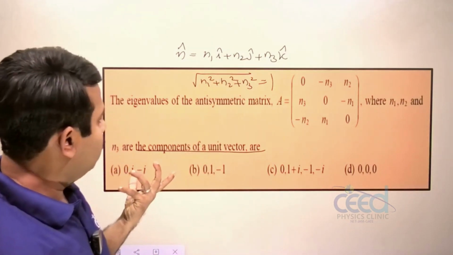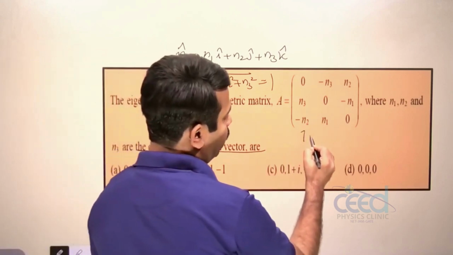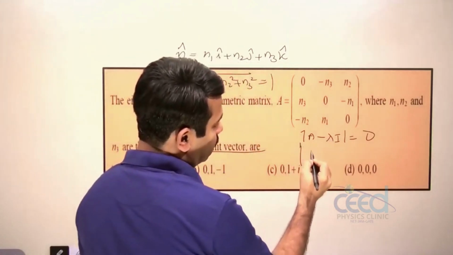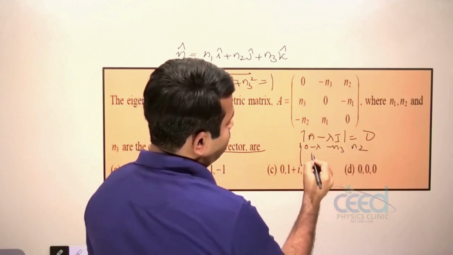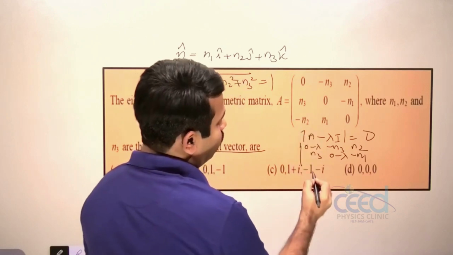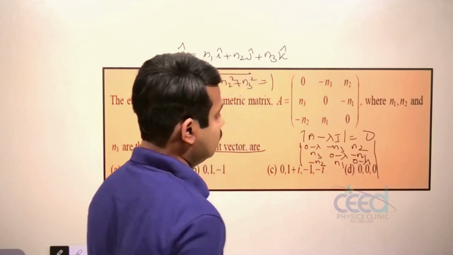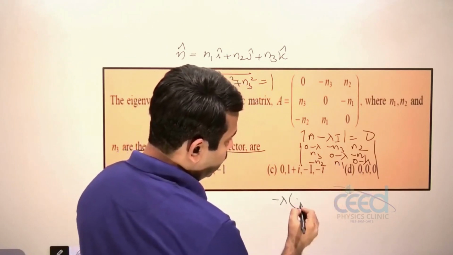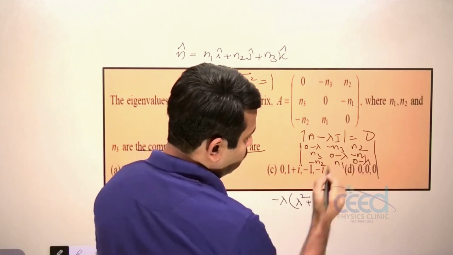Right? But here the question is the eigenvalues of this matrix we want to find. So to find eigenvalues, the determinant of A minus lambda I is equal to 0. Right? Then let me expand this: 0 minus lambda, minus n3, n2, n3, then again 0 minus lambda, then again minus n1, now again minus n2, again n1, again 0 minus lambda, right, this. Now expand. Here minus lambda into lambda square plus n1 square, plus n1 square, correct.